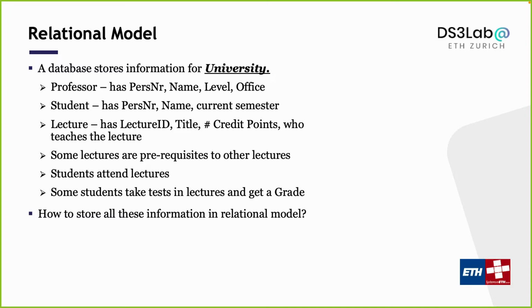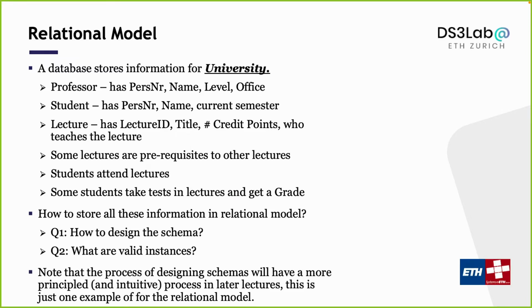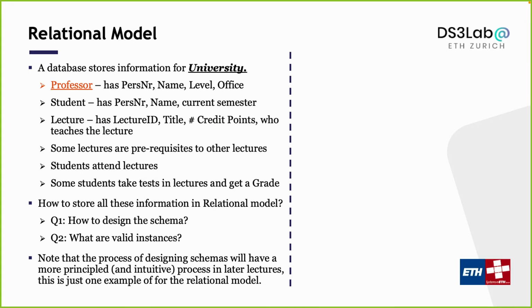So how to store all the information in a relational model, right? How to design the schema, and also what are the valid instances of that schema. So now let's think about how to store the information for professors, okay? So what is a schema? We could define a relation with the name professor, containing all the professor information.